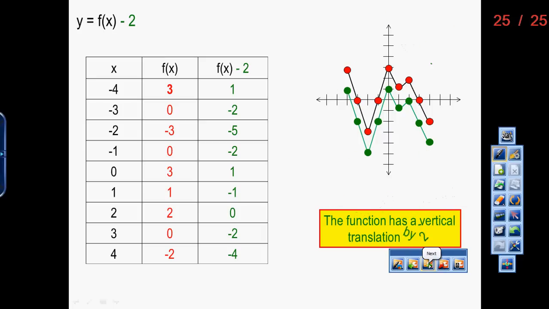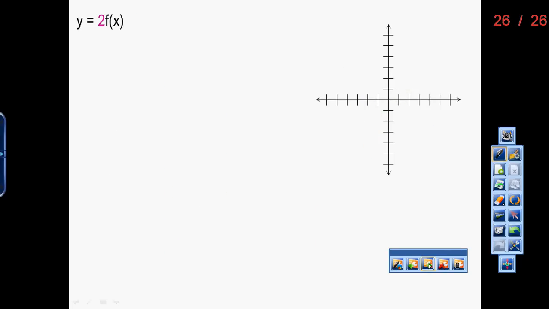So this function had a vertical translation by a -2. Good job. Remember, if you don't understand or you're still writing it down, just pause your video. So now I want to put a 2 in the front. I want to multiply by a 2 and see what effects it has.